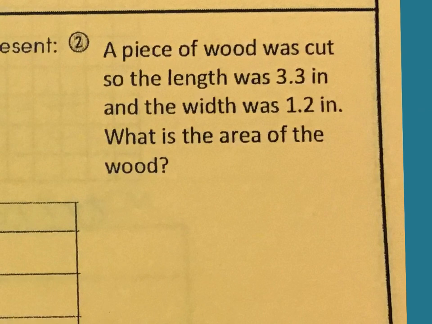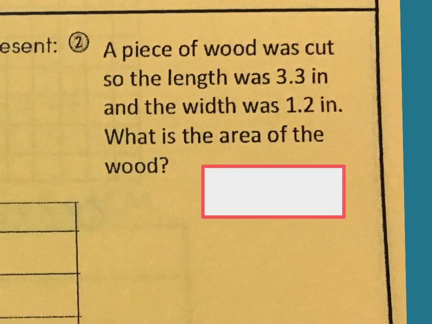A piece of wood was cut, so the length was 3 3/10 inches, and the width was 1 2/10 inches. What is the area of the wood? So let's get us a piece of wood to kind of examine here. So there we go, there's our piece of wood. The length is 3 3/10, and the width is 1 2/10, and it wants the area. Now, again, if you remember our formula, if we have the length times the width, or in our case, I'm going to start referring to the length as the base times the width, it gives us the area.